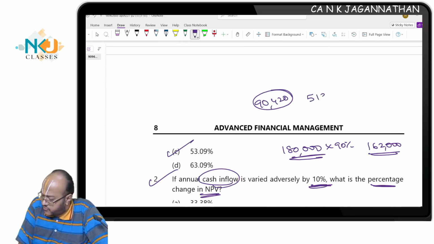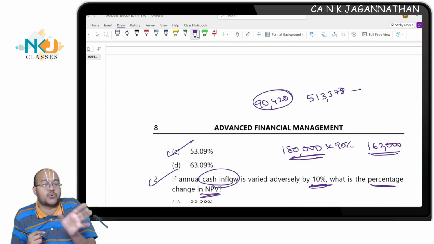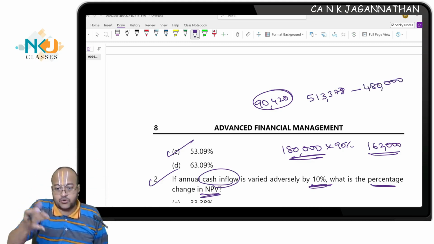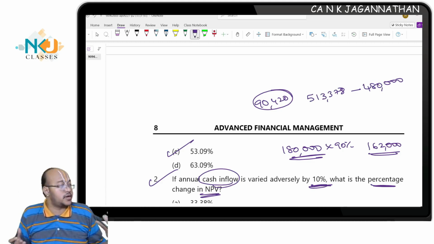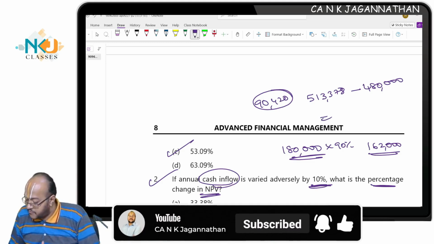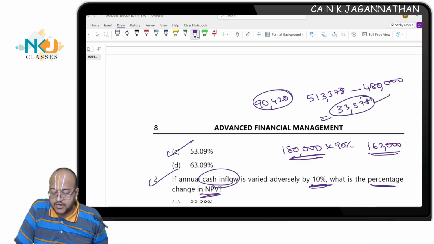This is the annual cash inflow, 513,378. Minus the annual cash outflow, not the one we computed in the first part. You should take the original annual cash outflow, 4,80,000. I told you, you should keep other factors the same. Otherwise, you keep on altering everything and will not get the same number. Are you all understanding? So 5,13,378 minus 4,80,000 gives 33,378. Now the NPV dropped.